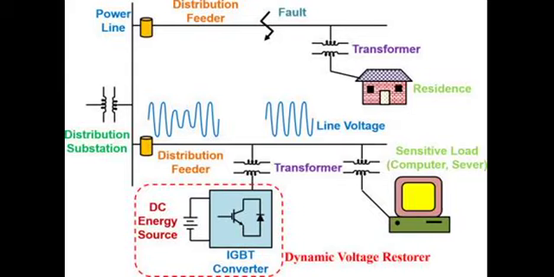Distribution voltage regulators play a crucial role in maintaining a well-functioning electrical distribution system, ensuring that end users receive reliable and high-quality power without voltage-related disruptions or damage.